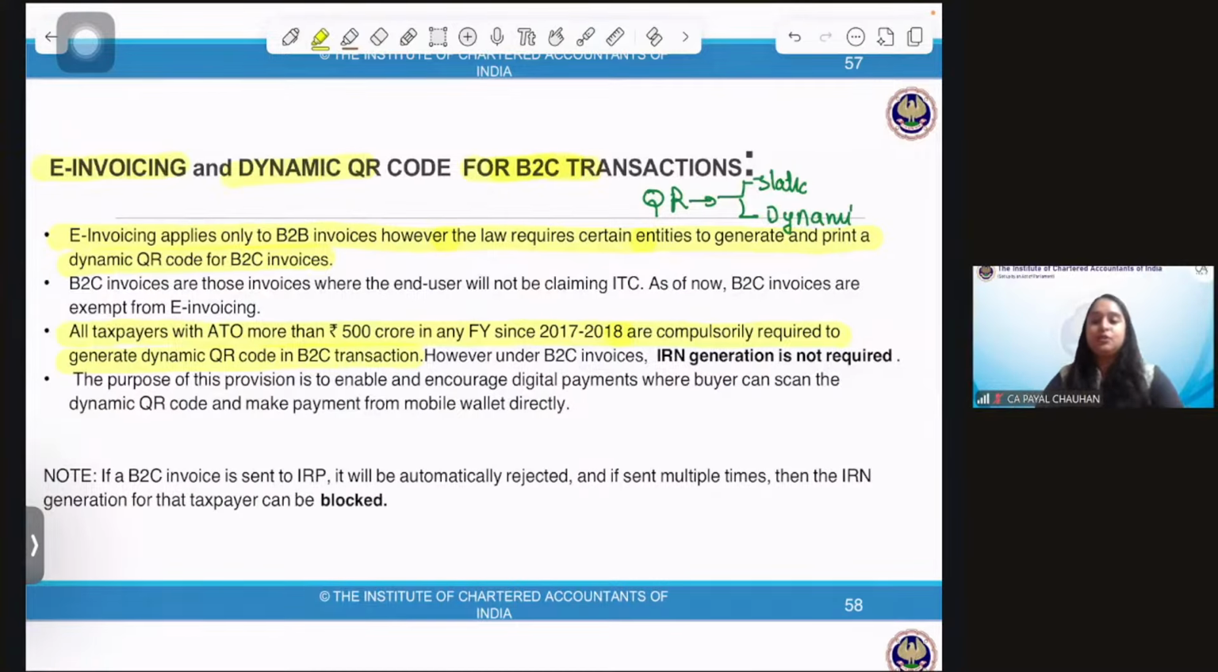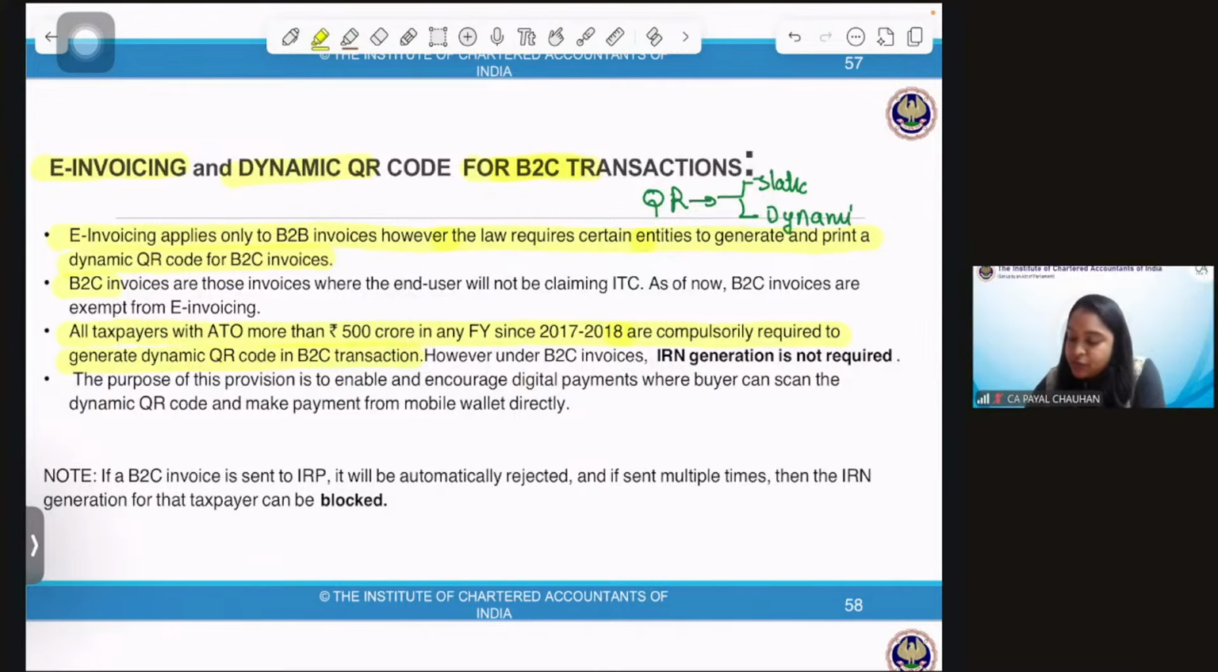Did you people understand? Yes, Navneet, perfect example. Okay? So, if it is a B2C transaction, I need not issue an e-invoice. But I have to give you a dynamic QR code so that you can make a digital payment to me. But a dynamic QR code is to be given by me only when my aggregate turnover in any of the financial years since 2017-18 exceeds 500 crore.